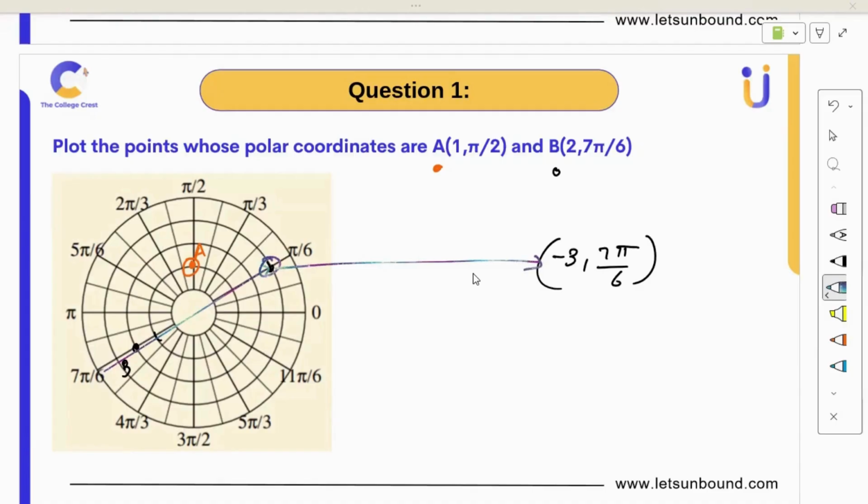Right. And how is this possible? 7 pi by 6 is just, if you subtract it from 2 pi, 12 pi by 6 minus 7 pi by 6, that gives you 5 pi by 6. Right? And then you can do 2 pi minus 5 pi by 6, so this way it is connected. They just lie on a straight line over there. Right? And the point is not unique.